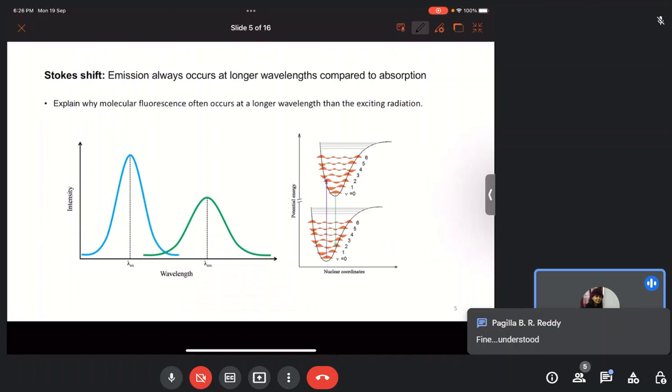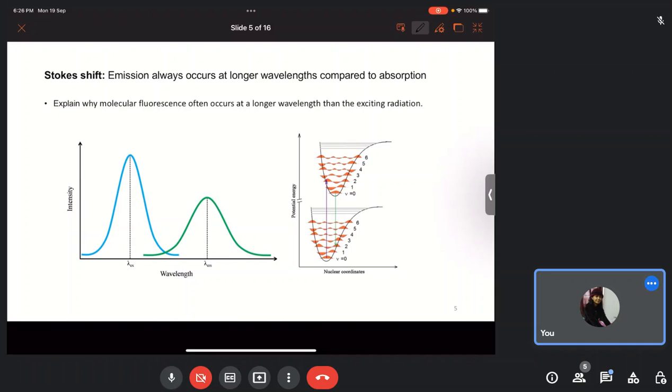If so, I'll move to the second part of the Jablonski diagram or fluorescence explanation, about the emission spectrum. There is a Stokes shift that happens in the fluorescence emission spectrum. Emission always occurs at a longer wavelength compared to absorption. So we have been asked to explain why fluorescence emission often occurs at a longer wavelength than the exciting radiation.